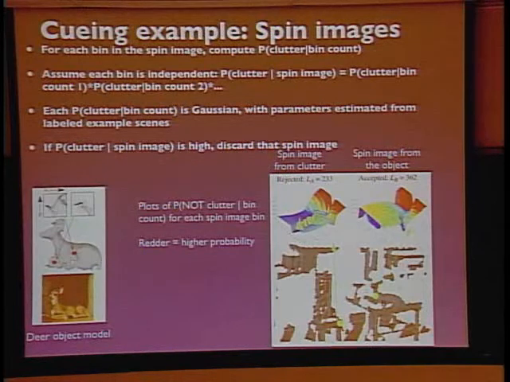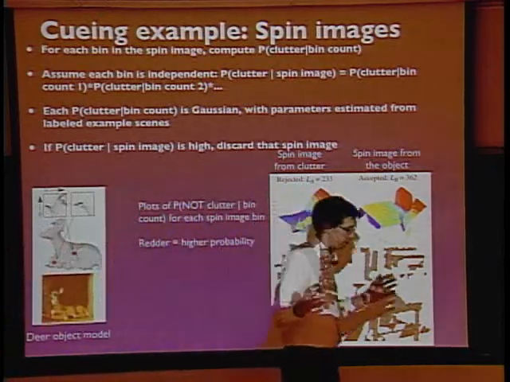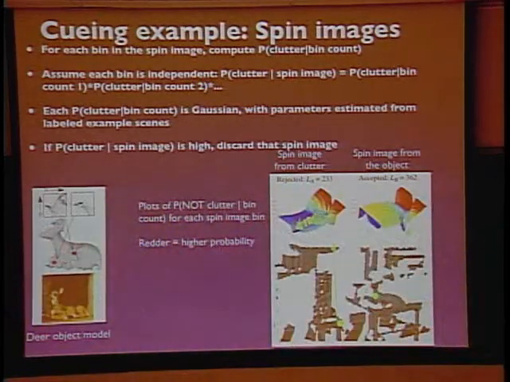So here's an example where I did this in my first year as a grad student. I had an object model of a deer that's shown over here, and I took a large panoramic 3D scan of a scene that included the deer in it. The particular classifier I used basically took each bin in my spin image independently and looked at the range of plausible values for that bin in the spin image and tried to decide whether each bin individually looked like it might be part of the object model or not.